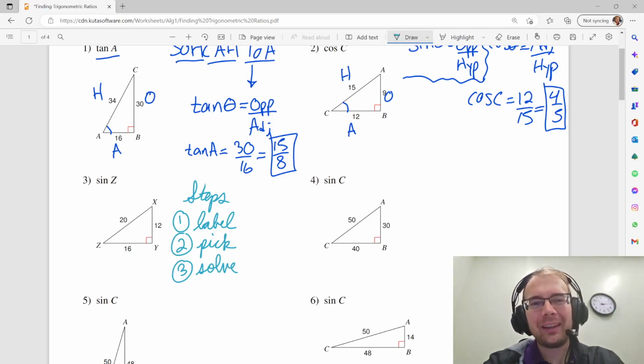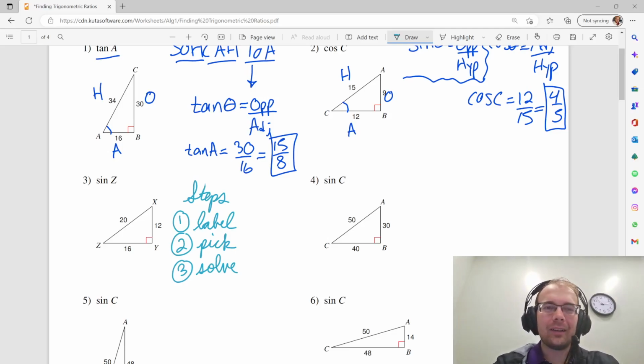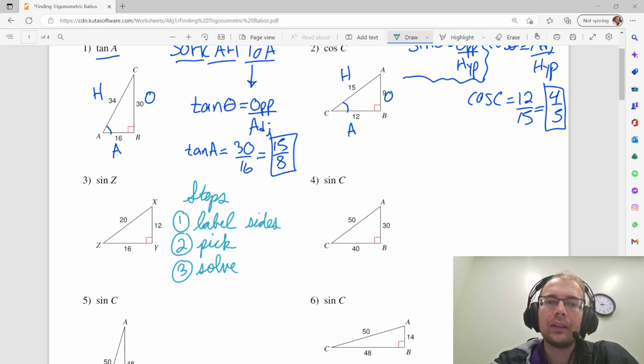I'm reading those out loud in case you can't read cursive, but cursive is nicer when I'm writing on a thing like this because it's less pen strokes. So label, pick, and solve. We want to label, specifically we want to label the sides. That's the next word that I would add if I wanted to add some more clarity. Label the sides, or just label sides if you want to take out the word the. Being real precise here. We want to label the sides.